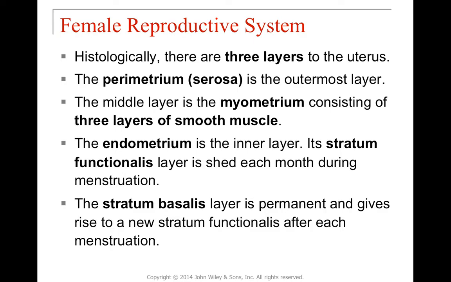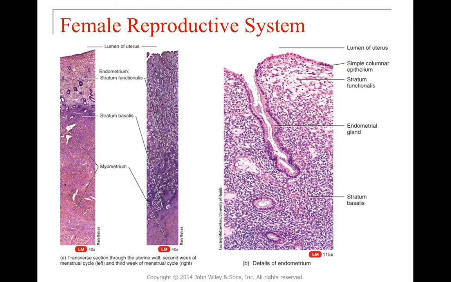So the layer directly underneath that is called the stratum basalis. And the stratum basalis layer is going to be permanent, and it's going to be where the stratum functionalis comes from after each menstruation, when we're starting anew for the cycle.